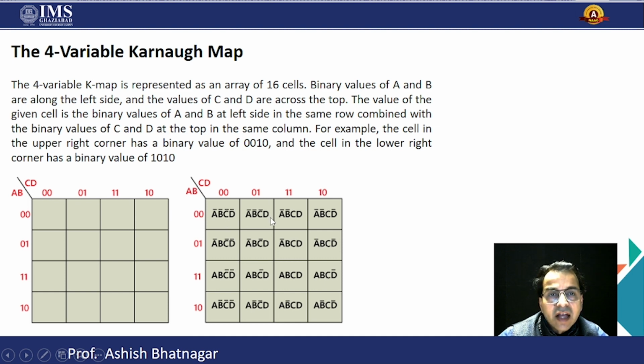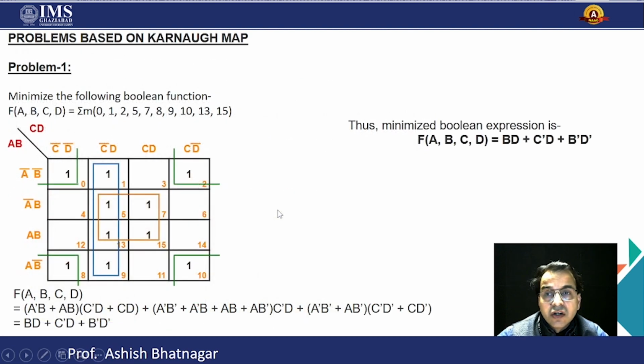Each and every cell has contained their own values, right? Okay, so let me discuss one problem, so you can clear all the concepts. We are just given the problem: minimize a Boolean expression, let's say F(A, B, C, D).